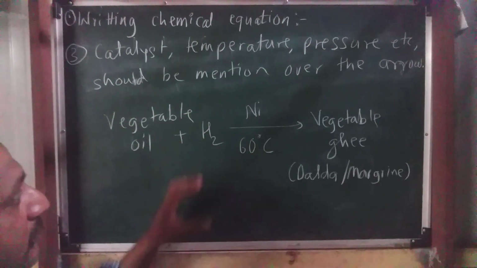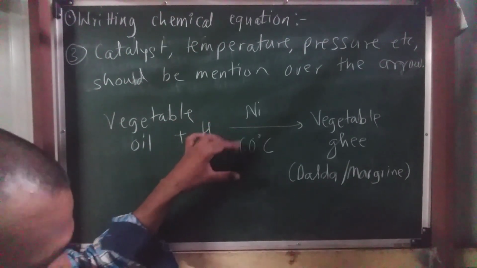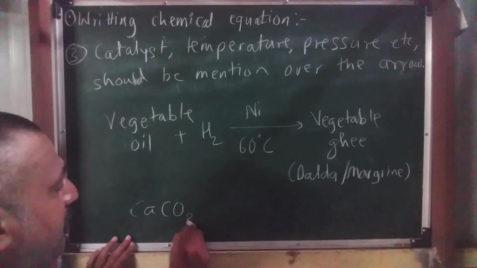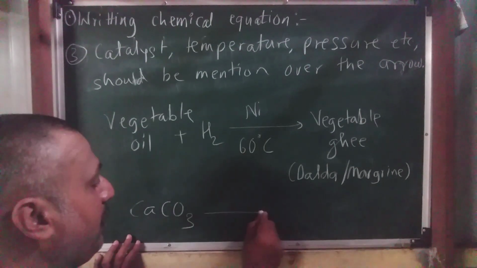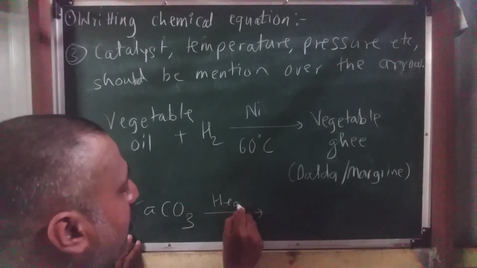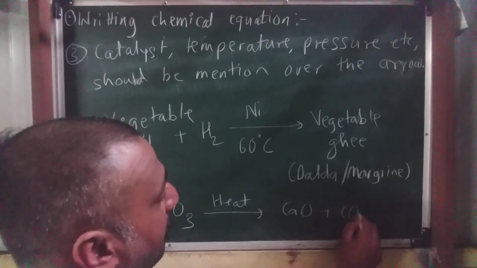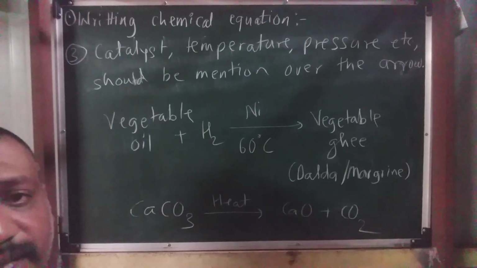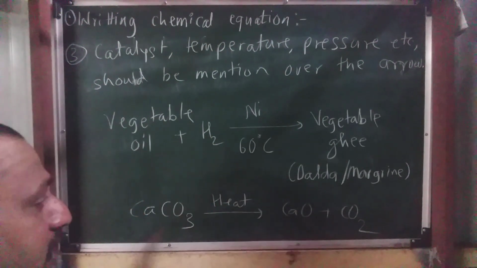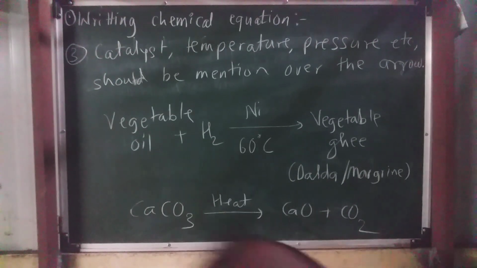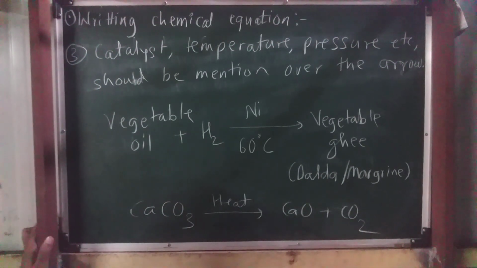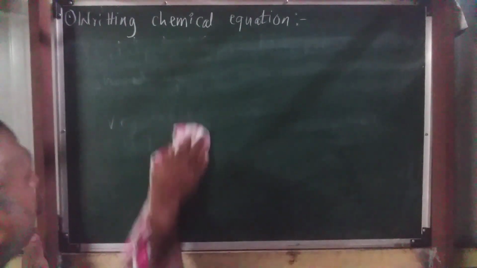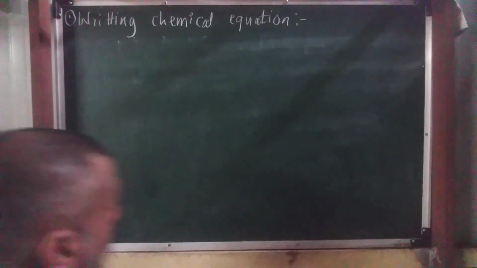What is the third point? Say catalyst, temperature, sometimes heat energy is given so as to bring the chemical change. For example, CaCO3, calcium carbonate, limestone. If we provide the heat, it results in the formation of calcium oxide and carbon dioxide. So whatever physical parameters we are giving, temperature, pressure, these things are to be mentioned here. Okay, now let me tell some more things, some more symbols. Other symbols I'll explain here.